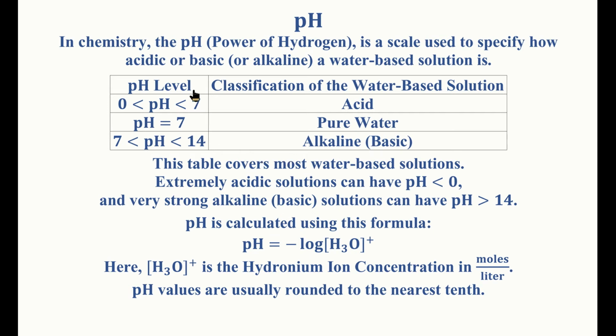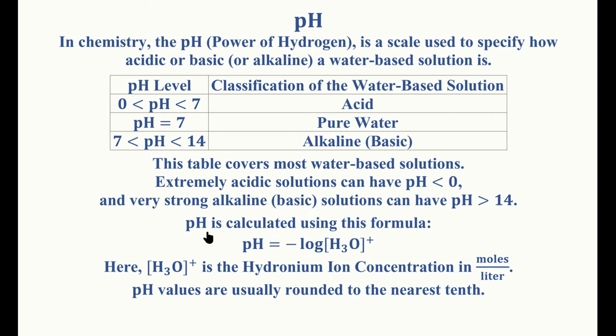Now, of course, this table covers most types of water-based solutions that you will see. Extremely acidic solutions can have a pH that is less than 0, and extremely alkaline solutions can have a pH greater than 14. But both of those are extremely rare.